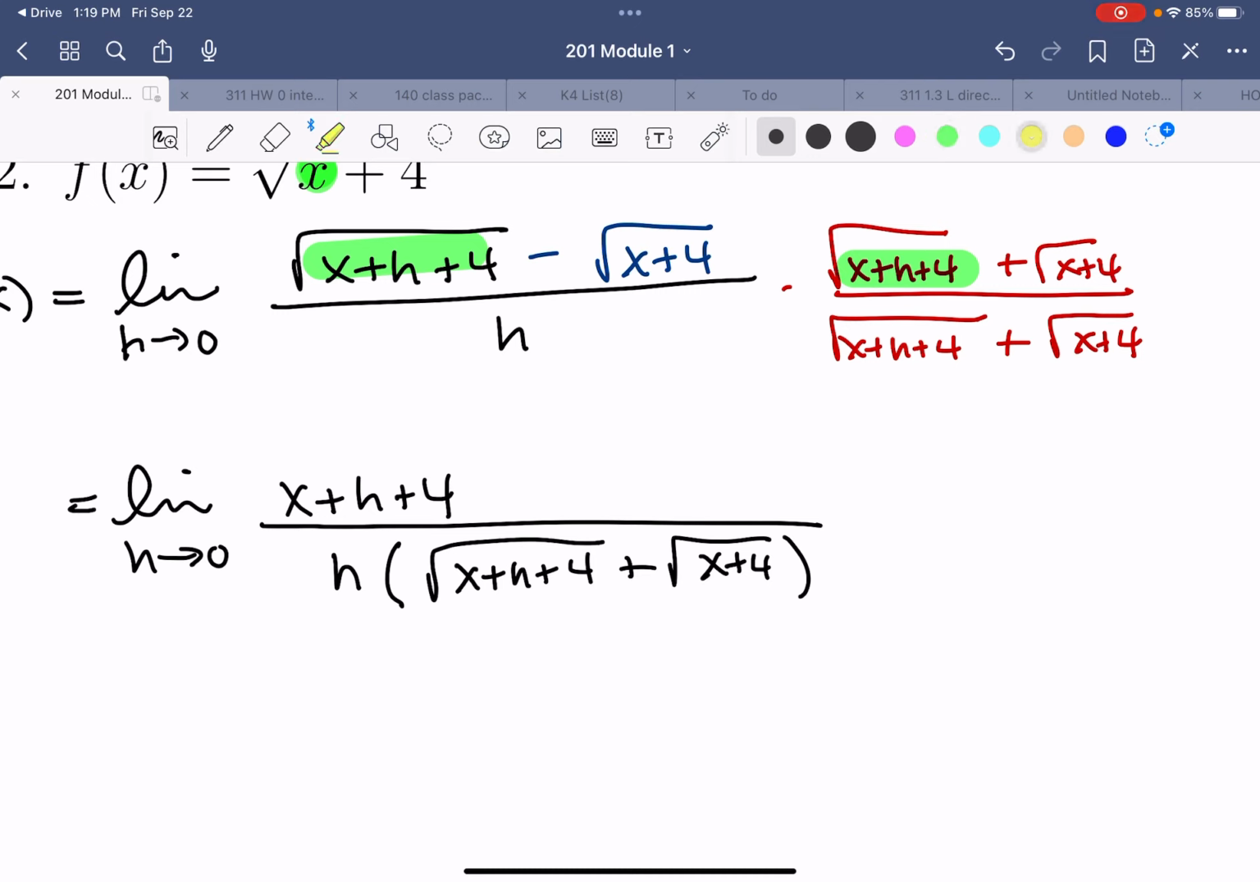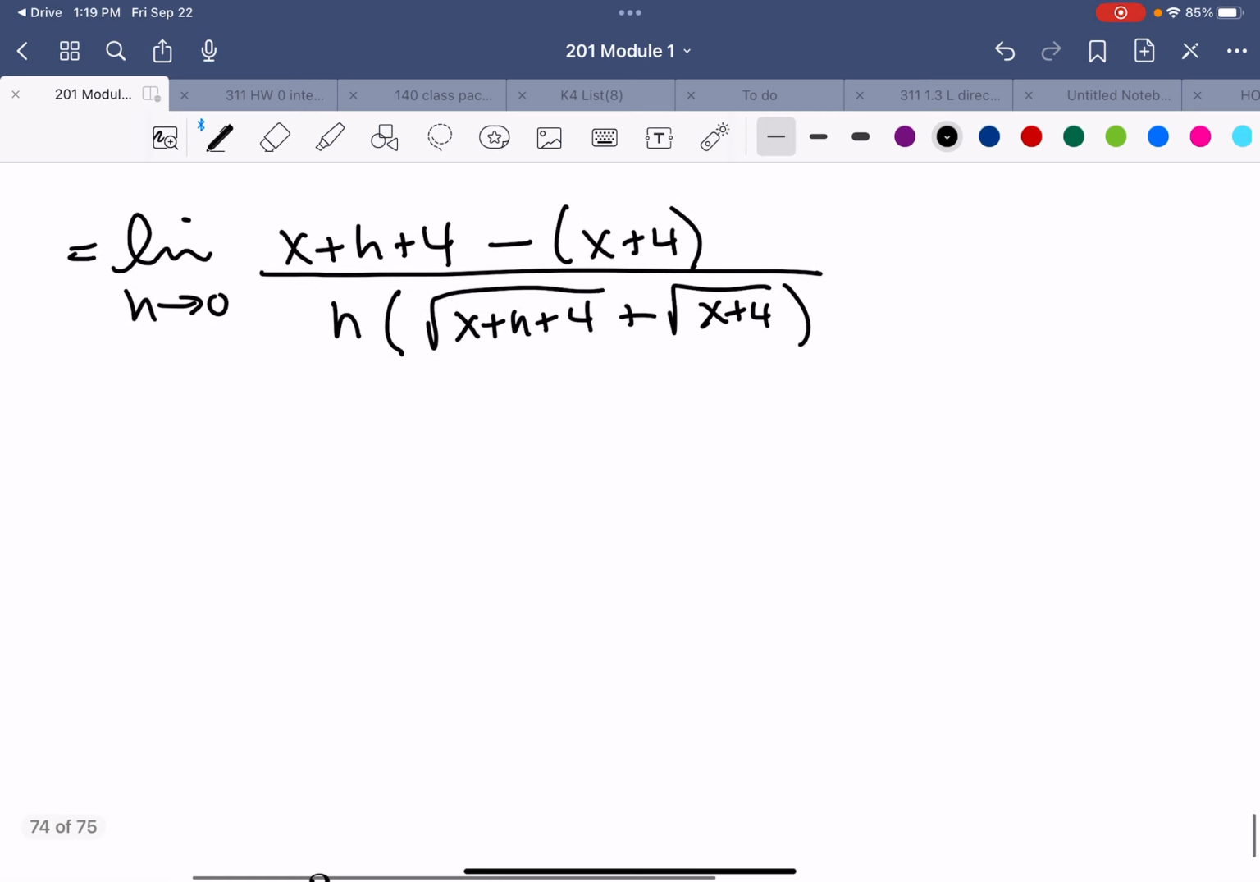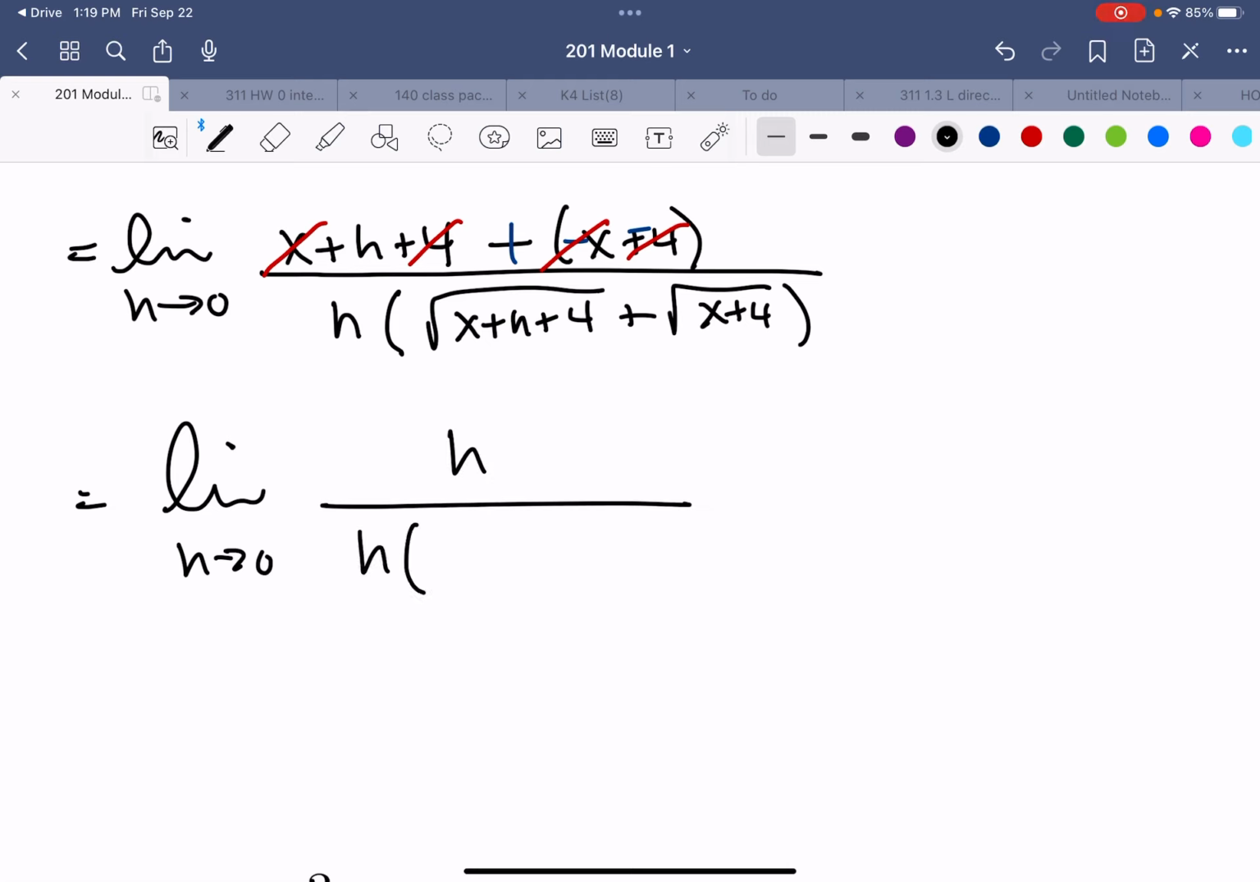Then we know that the middle two will cancel each other out. So then I'm taking this one times this one. And that's going to give me minus quantity x plus 4. What happens now? Go ahead and distribute that negative. So negative, negative. And what will happen is that my x's will cancel and my 4's will cancel. And I'll be left with the limit as h goes to 0 of h over h times all of this business.